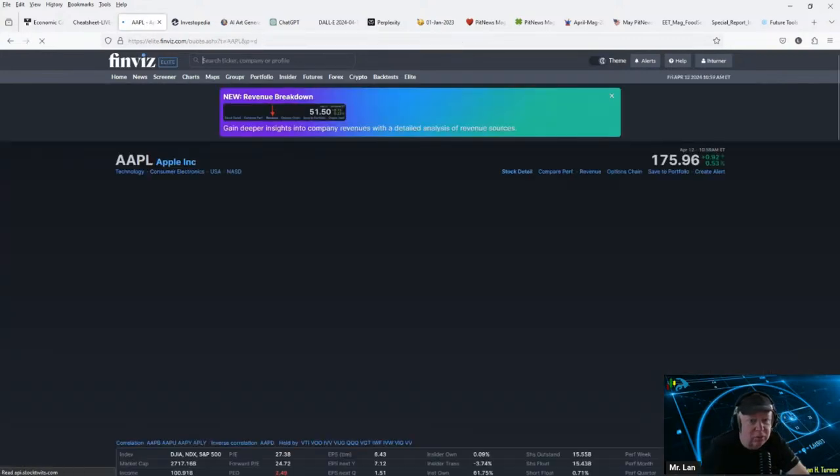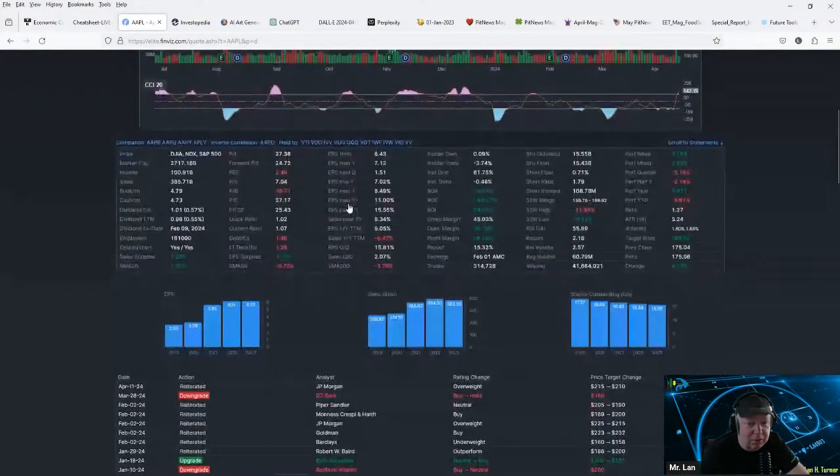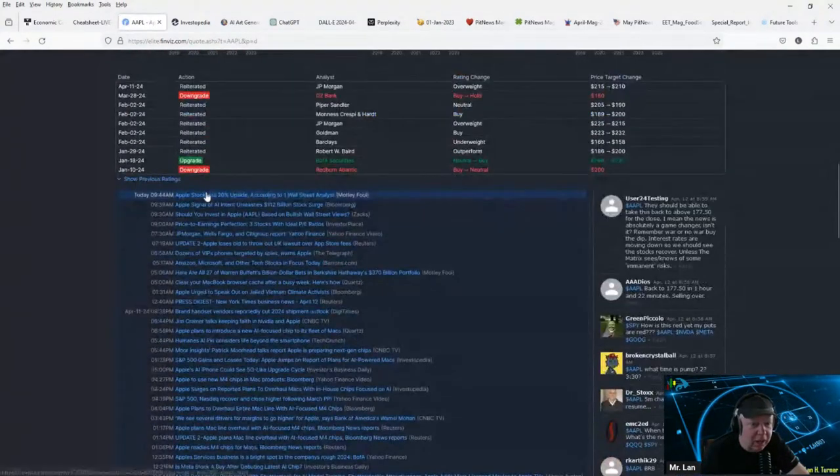AAPL. So what's the news on Apple? Apple stock has 20% upside, according to one Wall Street analyst from the Motley Fool.